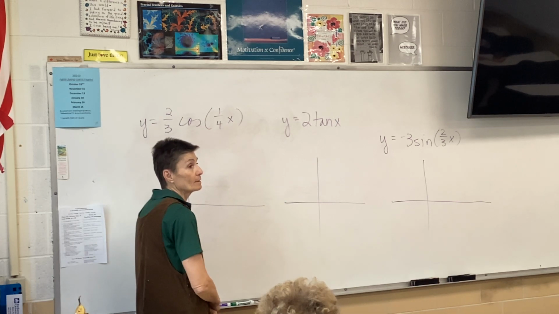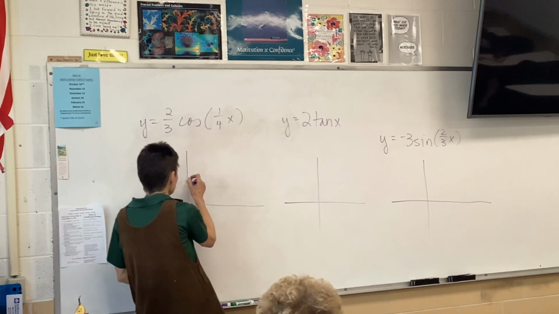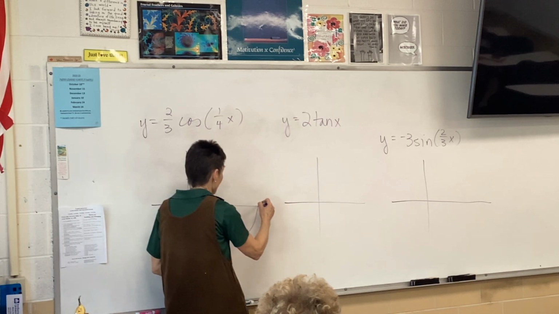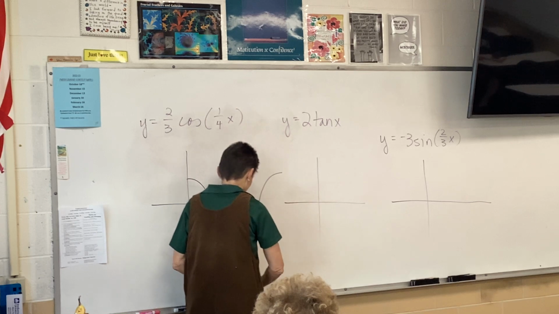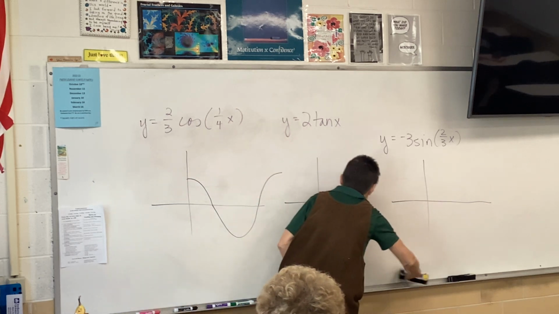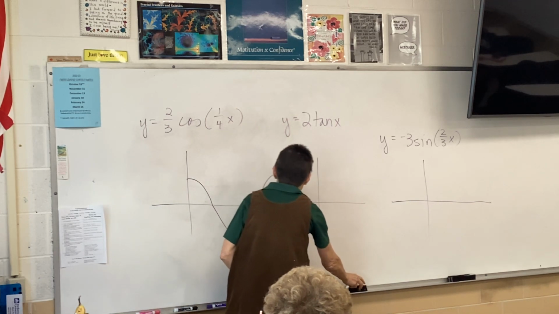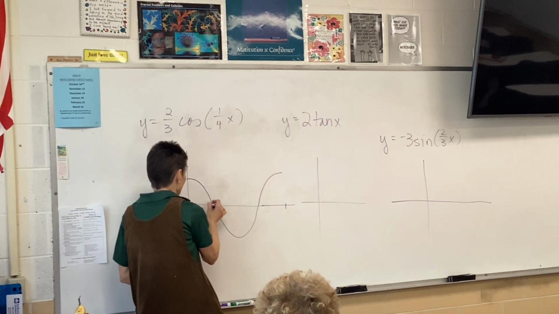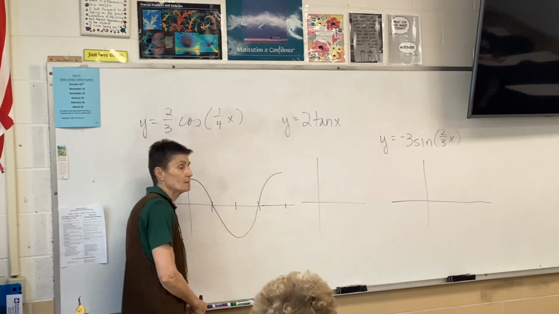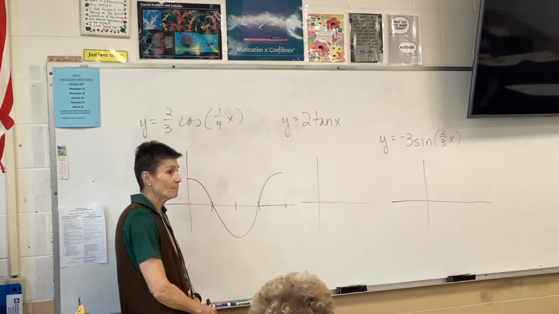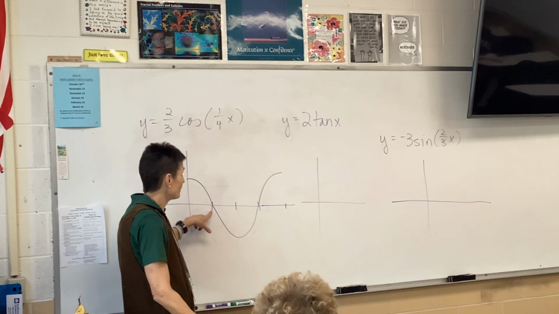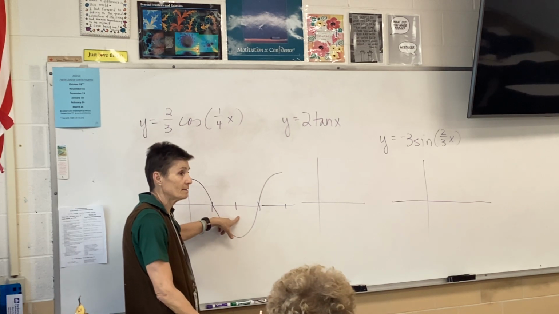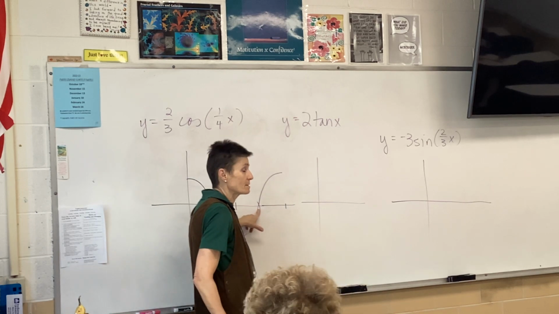Jacob? Yeah, starts up here, does half my hill, then my valley, and then the other half of my hill. I'm over a little bit too far. Okay? So that's the shape of my cosine. When I label where it crosses, the bottom of the valley, where it crosses, and where it ends.